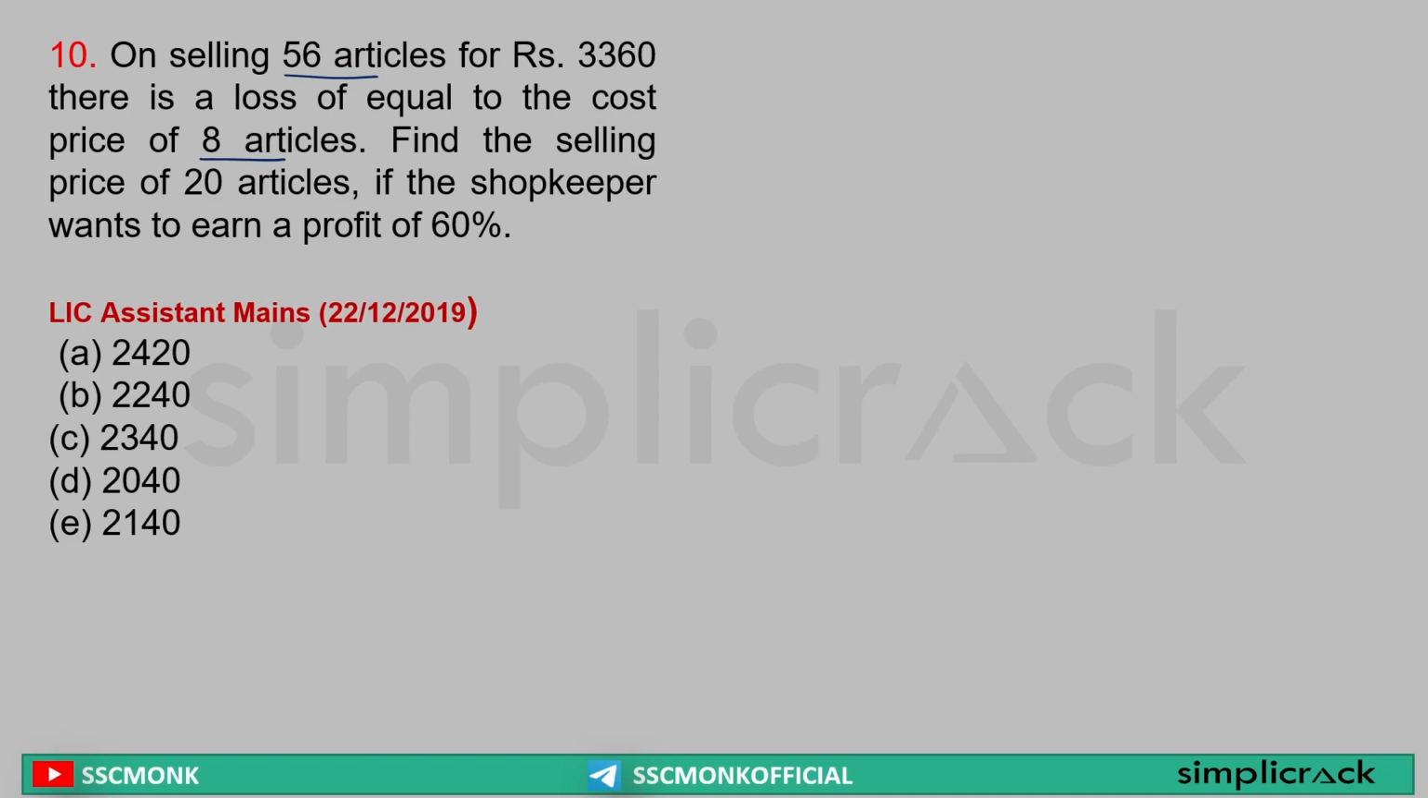Yes or no? Yes. Sir, let's say the cost price of each article is X. So the cost price of 56 articles will be X into 56, that is 56X. This is the basic thing I am teaching you, then I will tell you how to solve it easily. Now, it is saying the loss is equal to the cost price of 8 articles, that means 8X. So the selling price is 56 minus 8, which is 48X.